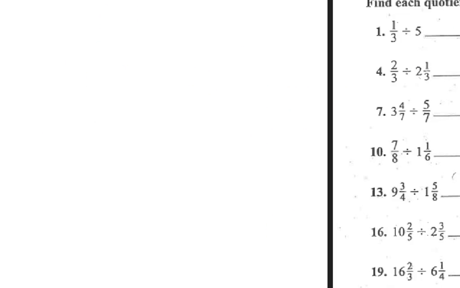Alright, let's try some of these for practice. Okay, so let's just do number 1. And it says 1/3 divided by 5. But 5 is a whole number. Notice it's a whole number, so we got to put it over 1. Because we need 2 fractions. We need a fraction in the numerator, and we need a fraction in the denominator.